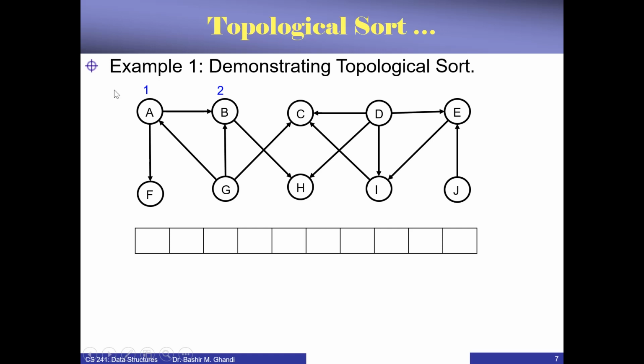In degree of B is obviously 2, 1, 2. In degree of C is 3, 1, 2, 3. And in degree of D is 0. So this is our first vertex with in degree 0. See, this course, if you think of it as a course, can be done directly. It has no prerequisite. So we can do this first.